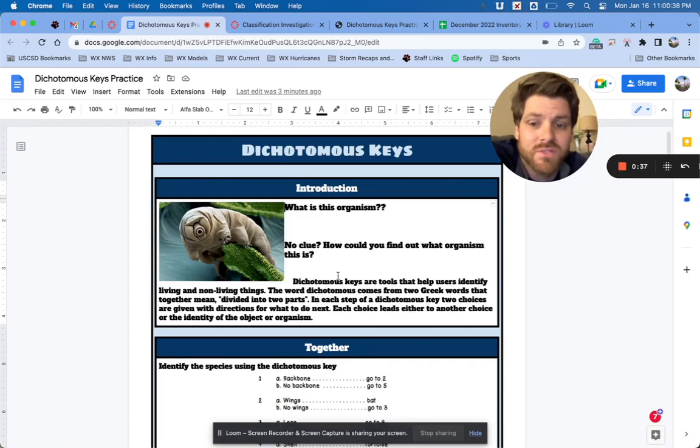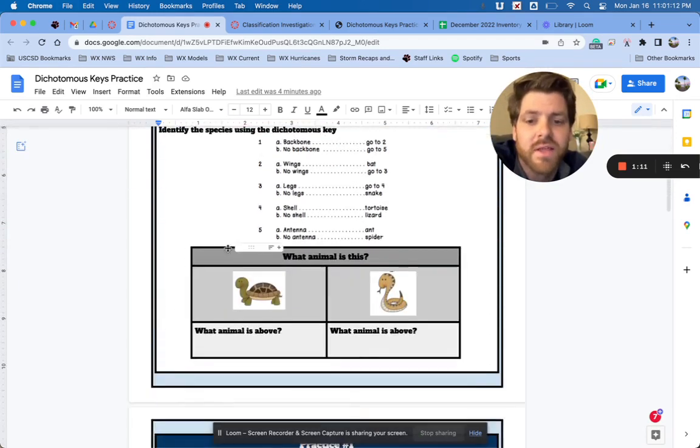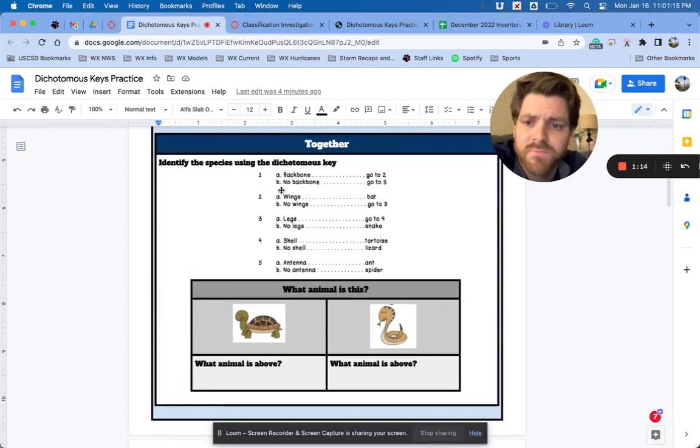Now, the word dichotomous comes from two Greek words, which means divided into two parts. The whole point behind that is that every single step of the dichotomous key is divided into two parts. It's essentially going to give you one of two options or two paths for you to choose to help you identify what this organism is. So some of you might know what this one is: a water bear, a tardigrade, kind of the same thing. Others might have no clue. And if you found this thing and had no clue, you could use a dichotomous key to help you identify it. Let's take a look at a very simple dichotomous key down here.